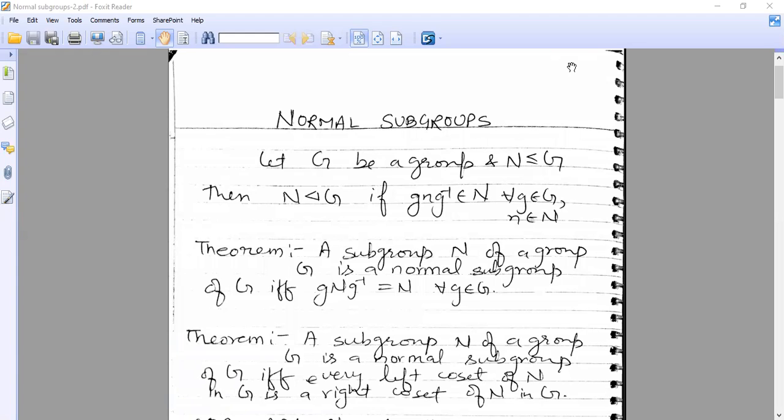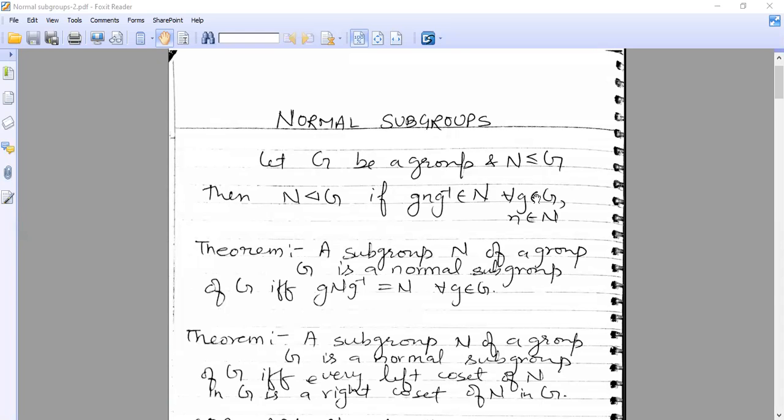So we have already seen what normal subgroups are, and we have seen the normal subgroup test also, and certain equivalent conditions for when a subgroup becomes a normal subgroup. That was in the previous lecture. Today we are going to see some more results related to normal subgroups. So let us see first this.